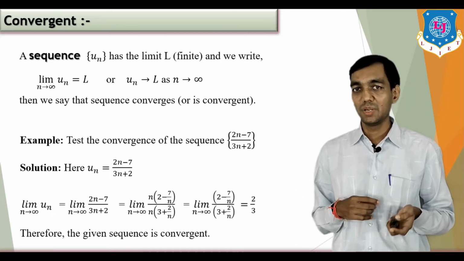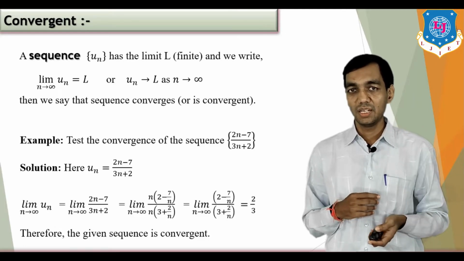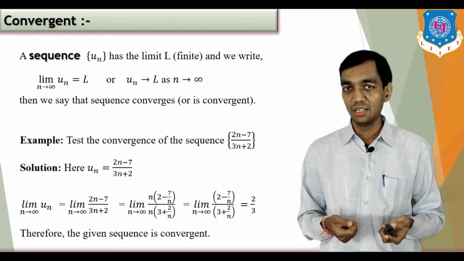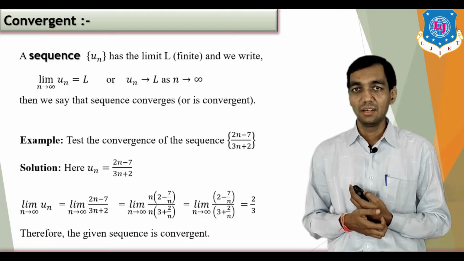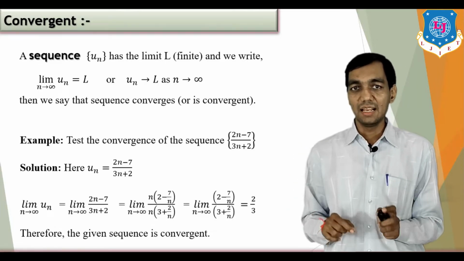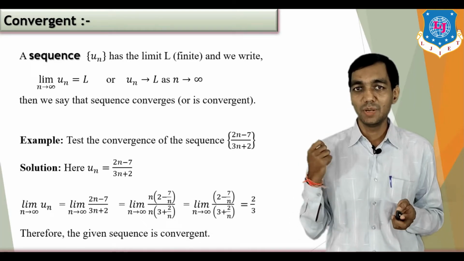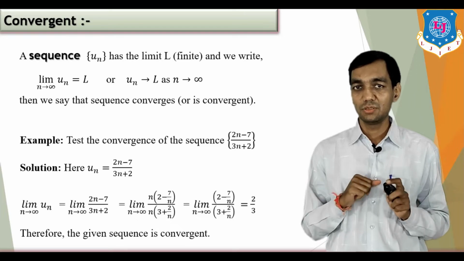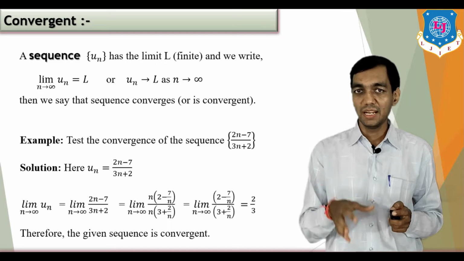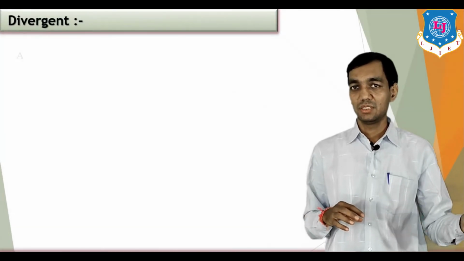that means the limit of 2n minus 7 upon 3n plus 2. Take n common from numerator and denominator and it is cancelled, and then you will get the limit as n tends to infinity of 2 minus 7 by n divided by 3 plus 2 by n, and it has a value 2 by 3 as n tends to infinity, because 1 upon infinity will be 0. So 7 by infinity is also 0, and 2 by infinity is also 0. So the limit has a value 2 by 3 and it is finite, and the nth term has a finite limit, that means your sequence is convergent.